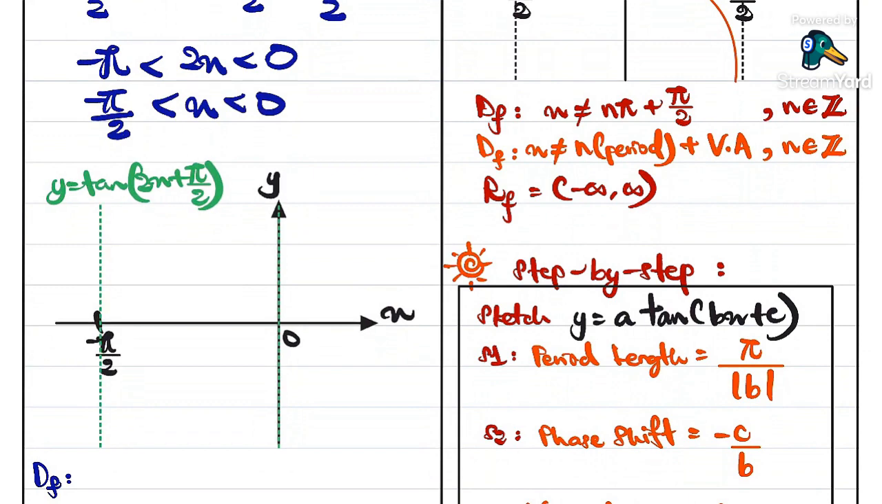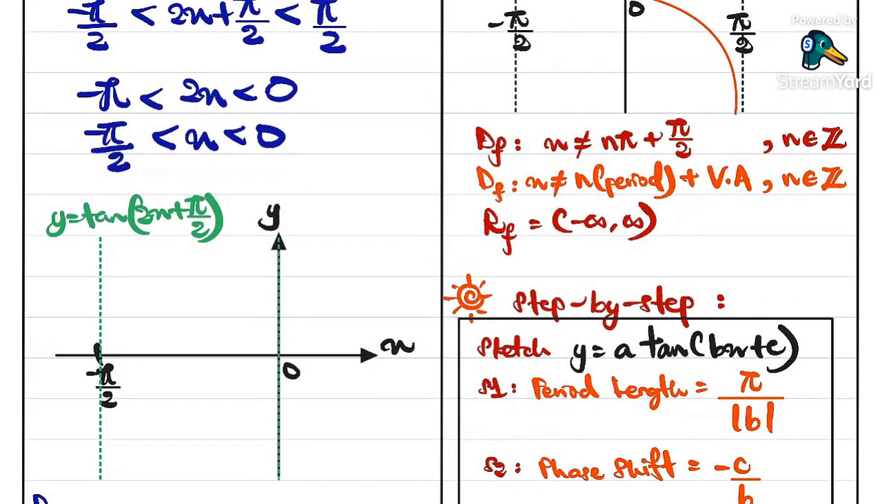x-axis, y-axis, and also my important points. You can see here my first point is negative pi over 2, and then my second point is 0. The dotted line, that's what I'm saying. So this is actually the vertical asymptote, two vertical asymptotes. That's very important to draw first, because after you draw the dotted line, you can now refer to your basic shape.